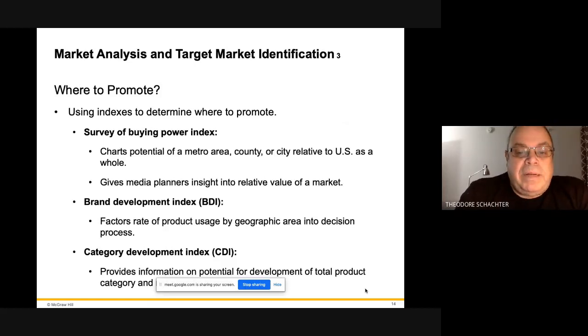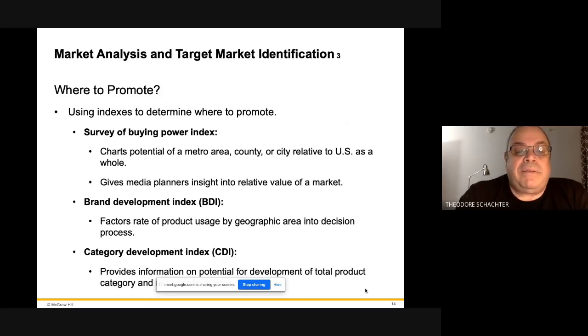So the brand development index, the BDI, is usage by a brand. For example, it's not laundry detergent, it's Tide, Gain, Cheer, whatever's out there. If it's a low brand development index, then maybe that's an area you can go to increase usage of your brand. If the competition has high usage and you have low, then you can develop your brand with comparative advertising against your competition. But what if the whole laundry detergent category is very low?